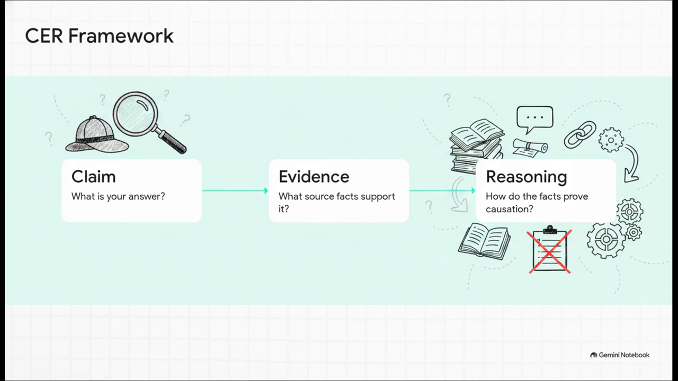And finally, the really important part, your reasoning. This is where you explain exactly how your text evidence proves a real link between events, which helps you dodge that timeline trap entirely. Your reasoning is basically the glue that connects the calendar dates to the actual human motivations.